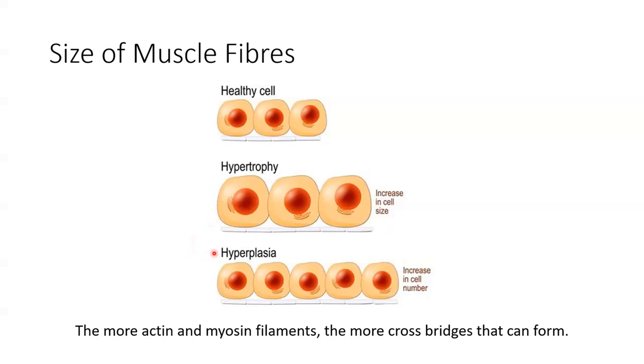We can also have hyperplasia, which is where the muscle fibres don't actually get bigger, but we have more of them. This doesn't tend to occur as much in skeletal muscle. So we typically just have an increase in that muscle fibre size due to an increase in the number of myofilaments. More myofilaments, more cross bridges can be formed.